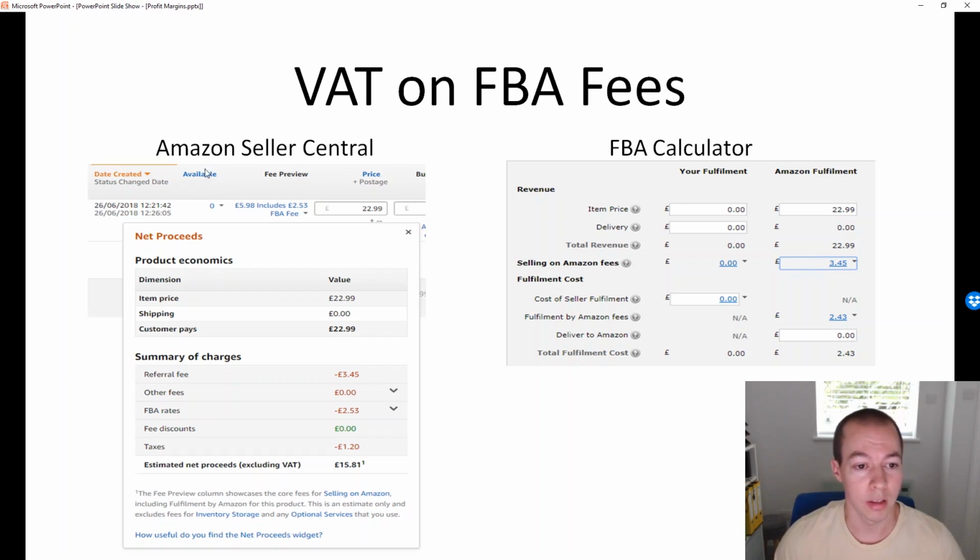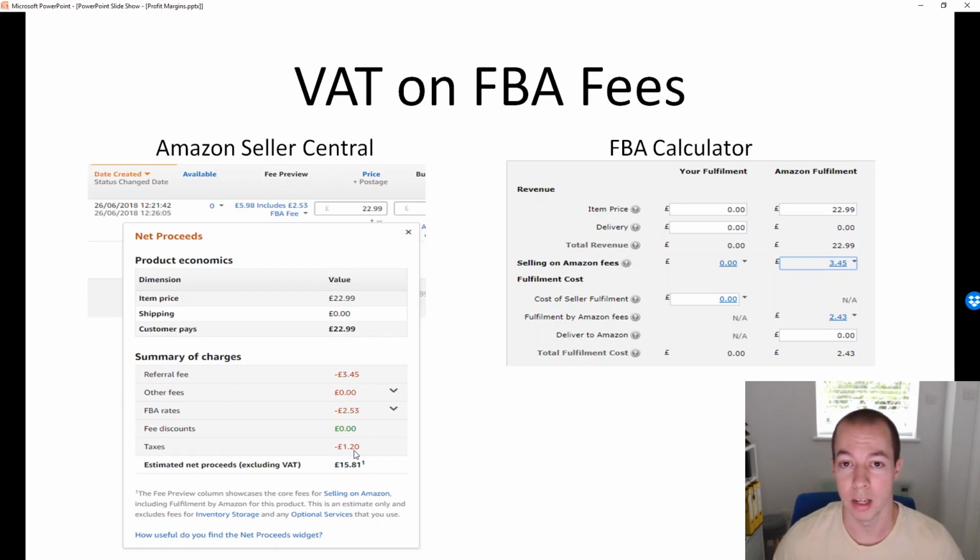So if you look on this left hand side where we've got the screenshot from the Amazon Seller Central, now I've actually added my product into the Seller Central with the correct weights and values. And you can see here the figures are the same. The referral fee is £3.45 and the FBA rate is, well, it's got it at £2.53 there. So there must be a very slight difference between the actual product I've entered. But the key difference here is the taxes at the bottom are £1.20. So you're also paying 20% VAT on any of your FBA fees. So just bear that in mind when you're doing your calculations.